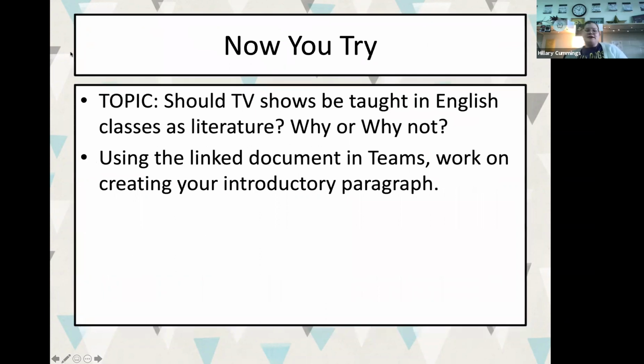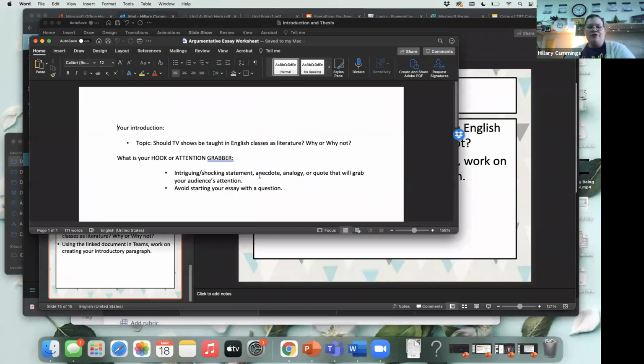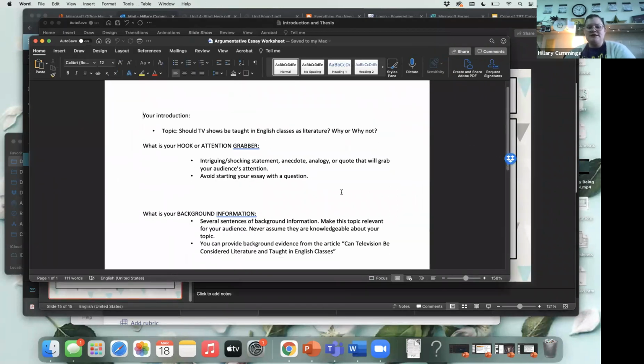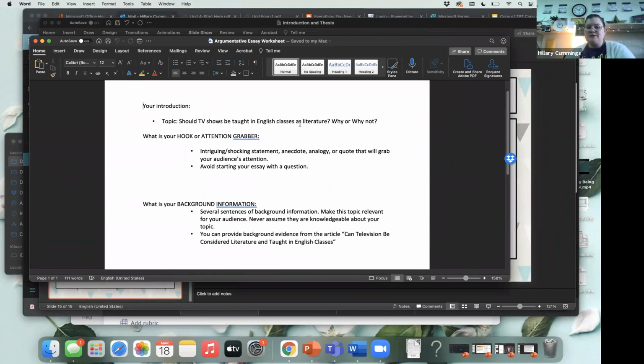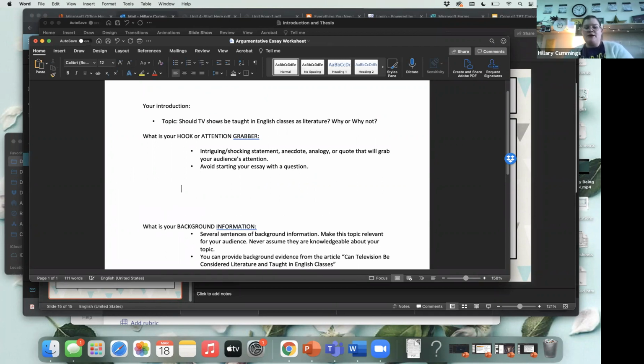So our topic is, should TV shows be taught in English classes as literature, and why or why not? Using the document that I provided in Teams, I want you to work on developing your thesis. The first one is our hook or attention grabber. Remember that that's a shocking statement, anecdote, analogy, or quote that's going to grab our reader's attention.